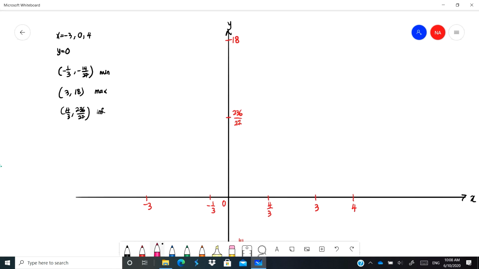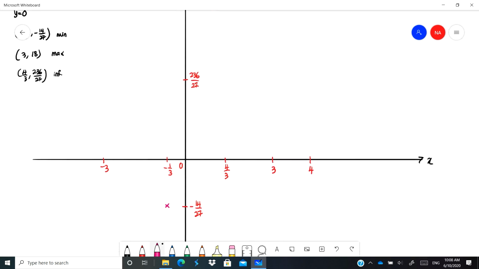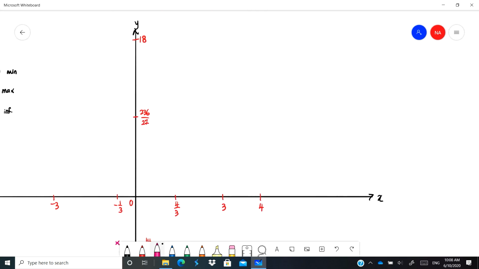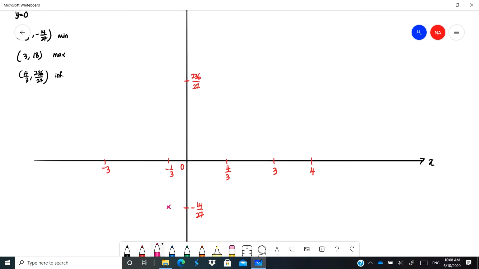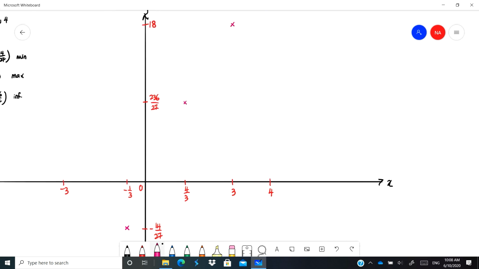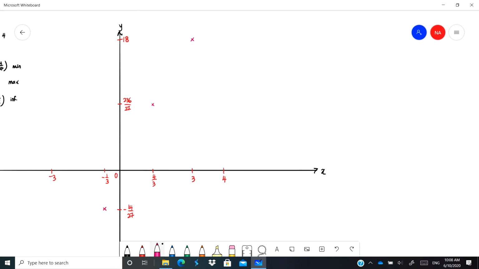The minimum point should be -1/3, -14/27, so I'm going to put the minimum point here. Next one I'll have 3, 18. This will be the maximum point, which should be somewhere around there. And then I'll have 4/3, this one is the inflection point. Okay, we already have all these values.